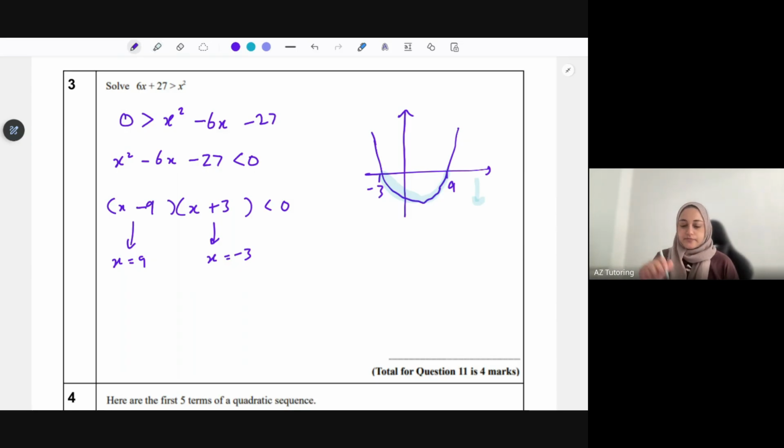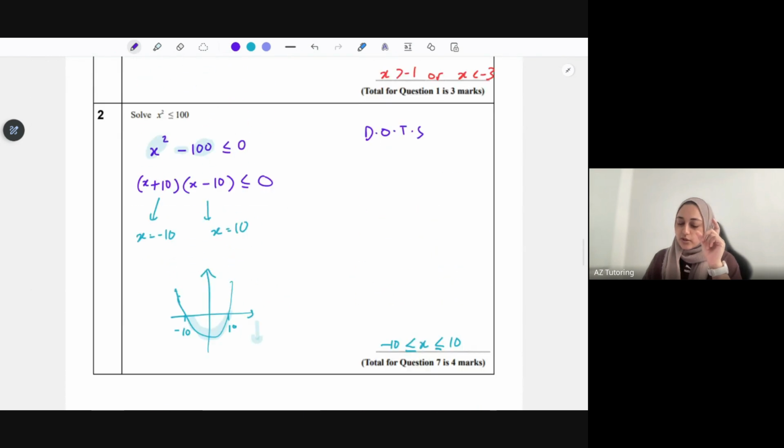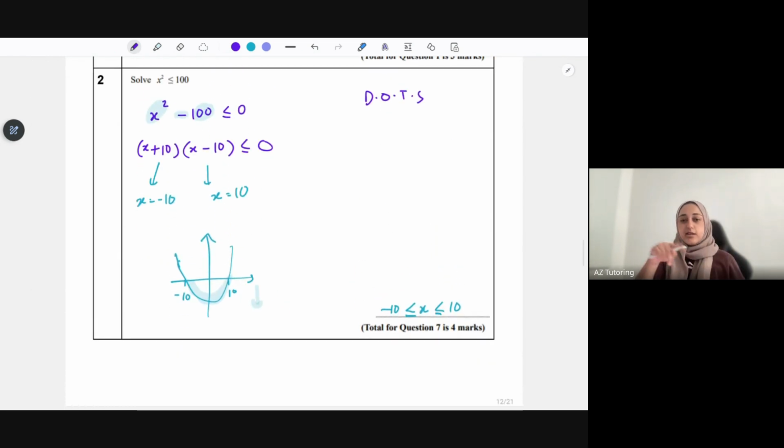So we need an inequality that represents all the values of x between minus 3 and 9. So x is less than 9, but because it's less than 9, it's more than minus 3. And that's your answer. So just to reiterate, when you've got a finite amount of values, so you can see these values here just between minus 3 and 9, you keep it as one inequality. Even over here, it was a finite amount of values, so it's just one inequality.